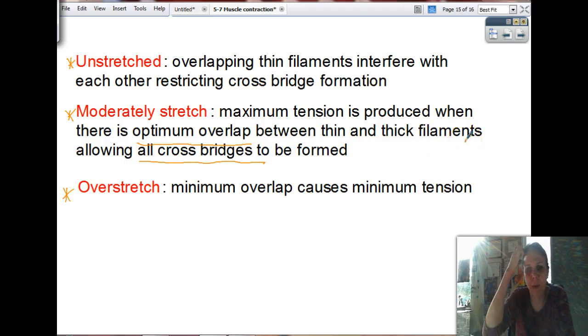And so that's why it's always good to stretch a little bit before, because if you start out unstretched, there's too much overlapping and they get all tangled up. If you overstretch, there's nothing for them to grab onto. So you want to stretch a little bit, because then that'll allow for the most cross bridges to occur.